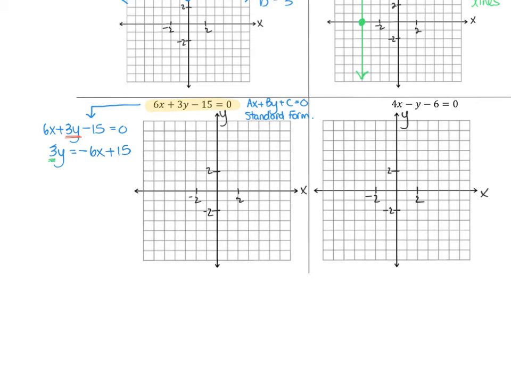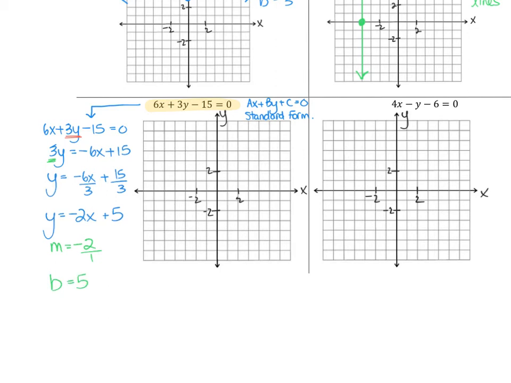Now I want to get rid of this 3. It's being multiplied by the y, so we're going to divide it to the other side, meaning we're going to take both terms and divide them by 3. Okay, and then you just have to do some simplifying here. So negative 6x over 3 is negative 2x, and positive 15 divided by 3 is plus 5. Okay, so here's our equation: y equals negative 2x plus 5. And again, hopefully you can see from that that the slope is negative 2 over 1, don't forget, and the y-intercept is 5. So let's go ahead and graph that.